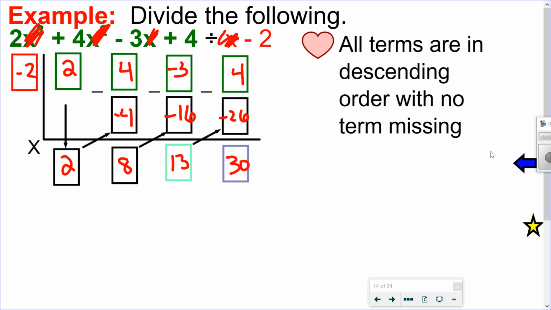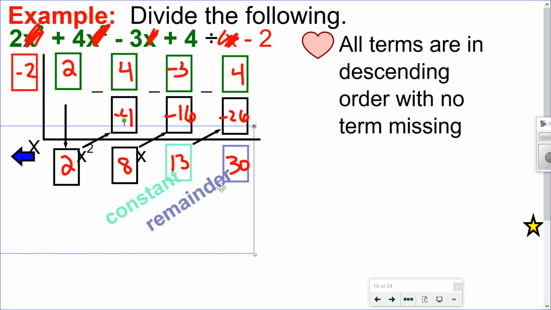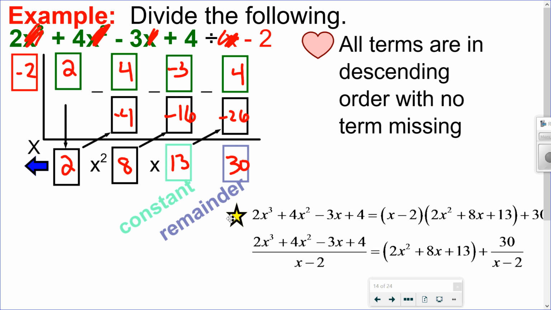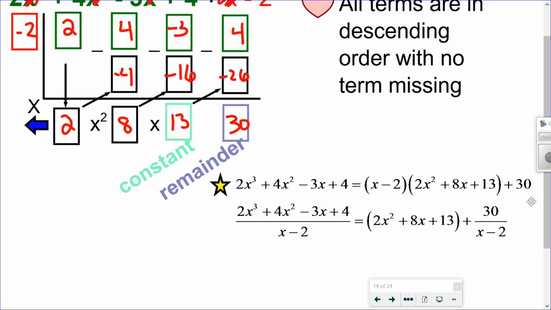So I just want to build that from right to left, starting with my last number, which is my remainder. This number is my constant, and then I have x and x squared. So I can write this together as a division statement. So my polynomial, my cubic polynomial, is my divisor, x minus 2, multiplied here by my quotient, 2x squared plus 8x plus 13, add on my remainder of 30. Or divide everything by x minus 2. It would cancel in this one, and I would end up with way number 2.